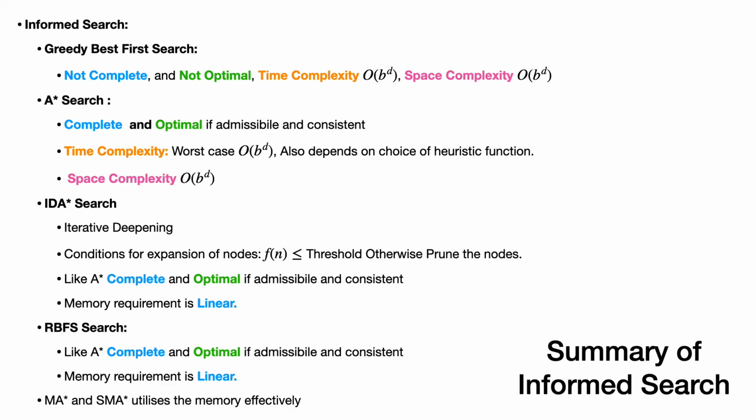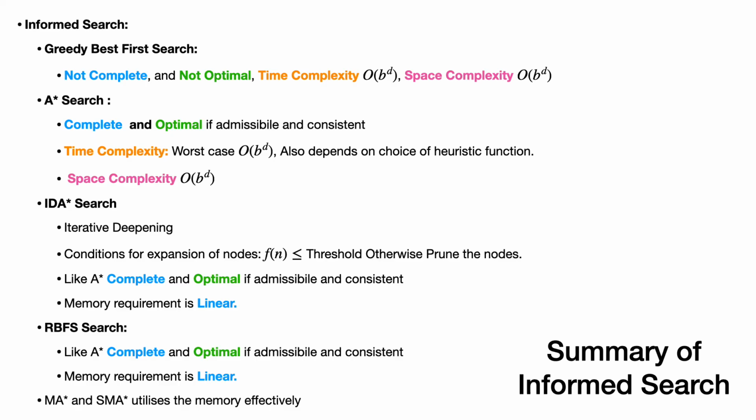Space complexity is huge in the A star algorithm. In the IDA star algorithm, space complexity substantially decreases. It becomes linear. It is also complete and optimal with the same conditions as the A star algorithm. The only slight disadvantage is that it is iterative, which means that it repeats, it traverses the nodes multiple times.